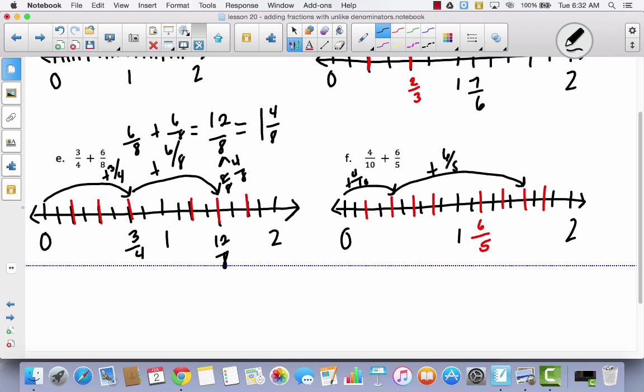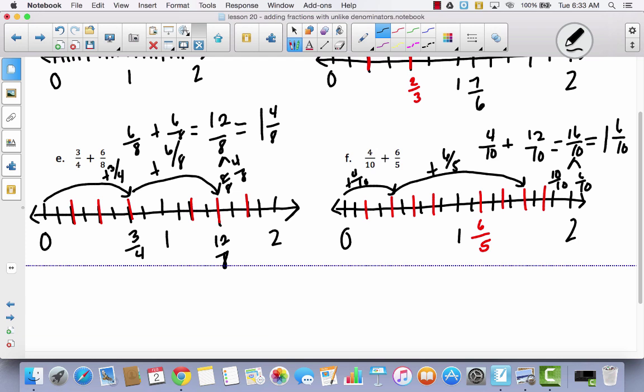Plus 6/5. So my new number sentence is 4 tenths plus 12 tenths equals 16 tenths. Well, 16 tenths is the same thing as 10 tenths and 6 tenths. So that is 1 6 tenths.